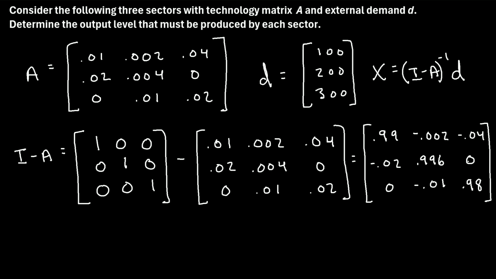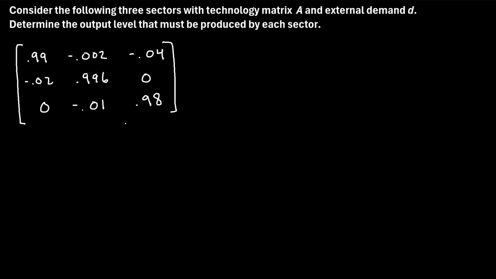So to find the inverse of a 3 by 3 matrix, here's the formula we use: 1 divided by the determinant of the matrix, multiplied by the adjoint of the matrix. So let's go ahead and figure out what that is. We'll start by finding the determinant of this 3 by 3 matrix. So I'm going to clear a little bit of space here. Okay, so we want to find the determinant of this 3 by 3 matrix right here.